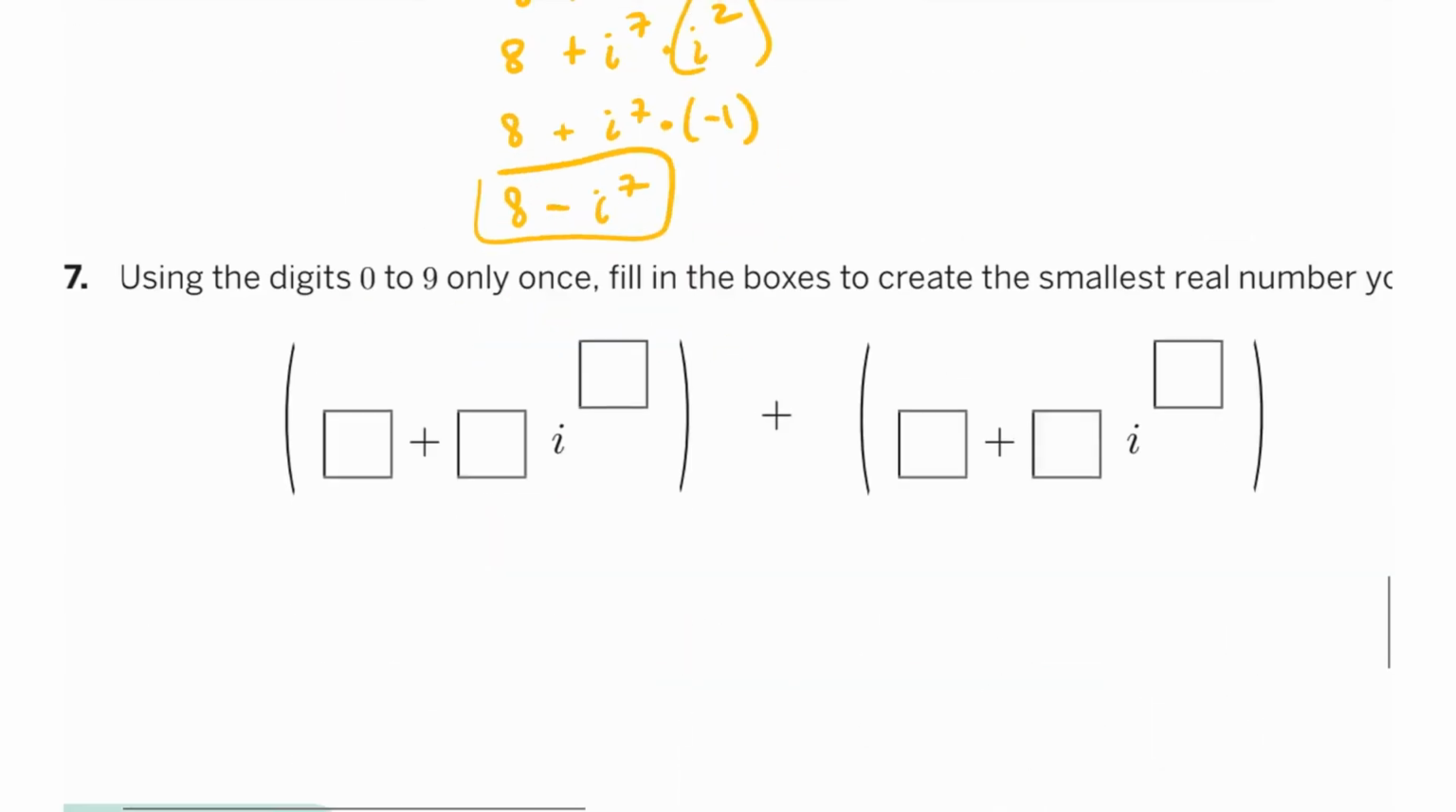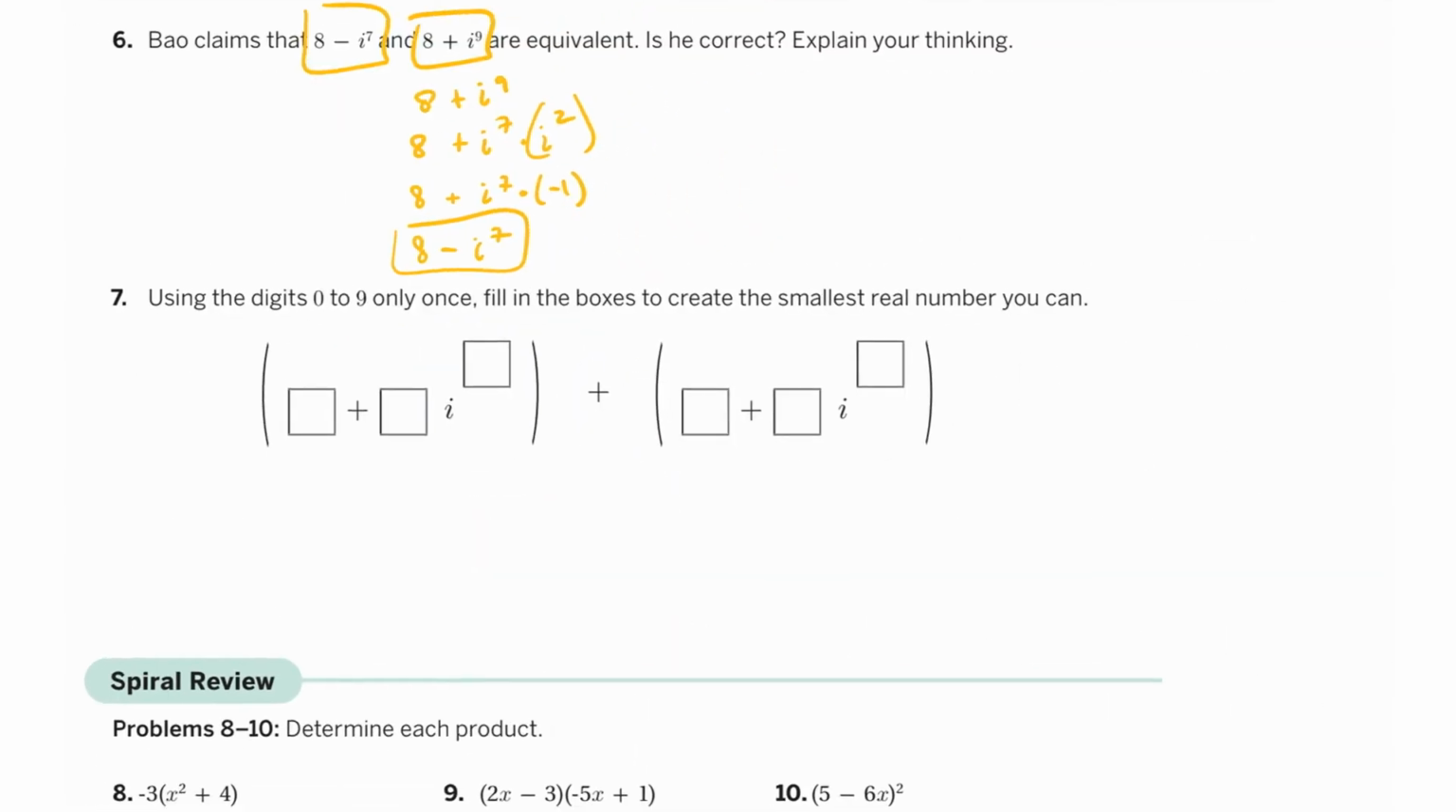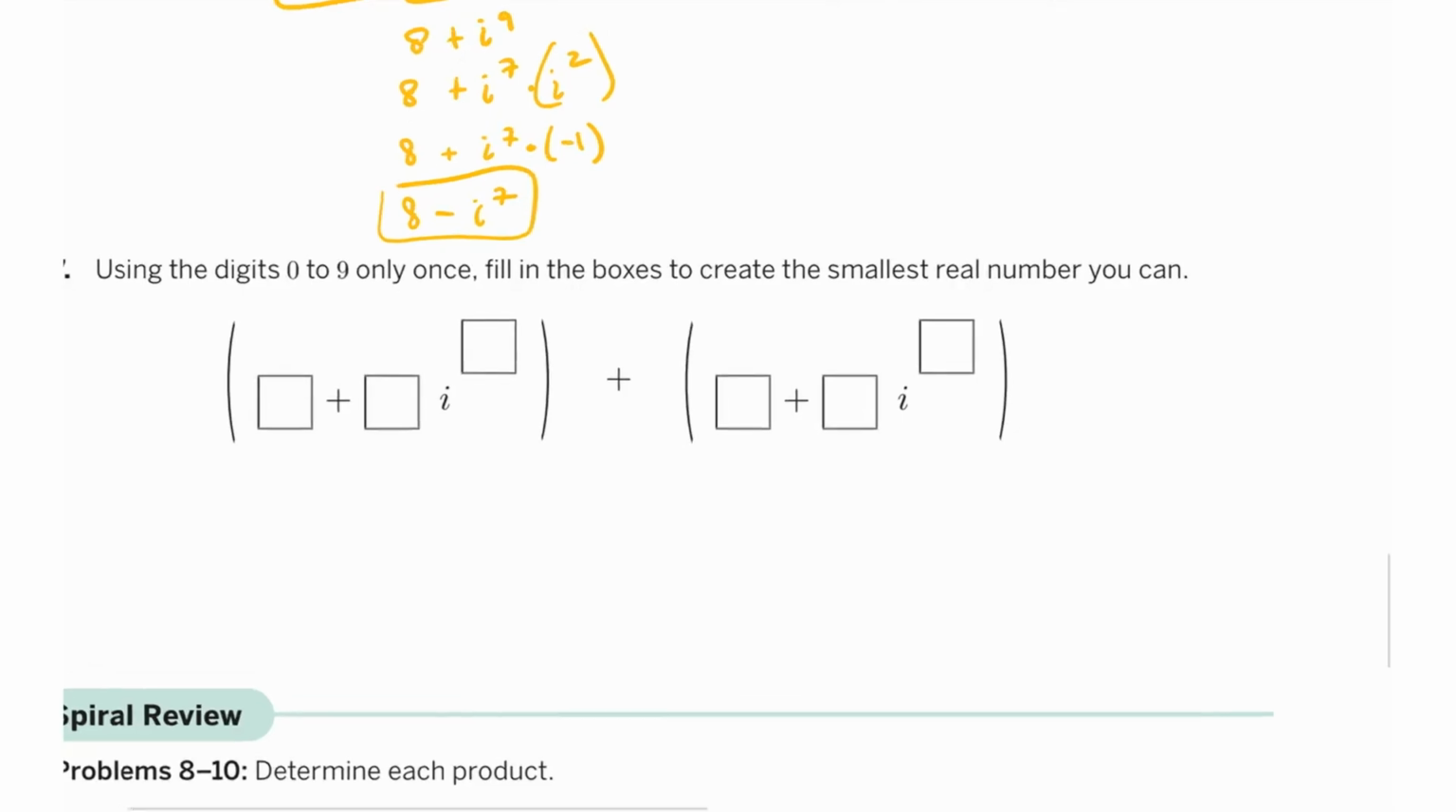Number 7, using the digits 0 to 9 only once, fill in the boxes to create the smallest real number that you can. So my thought process on this one is that when we're dealing with a small real number, we want either something really close to 0, or if we can get it, a negative number, because that makes it smaller. And when we're dealing with i's, the important thing is that whenever we have an even number of i's, then we have a negative number.